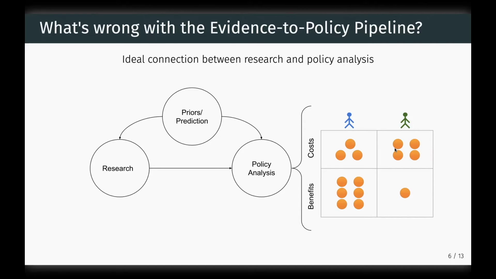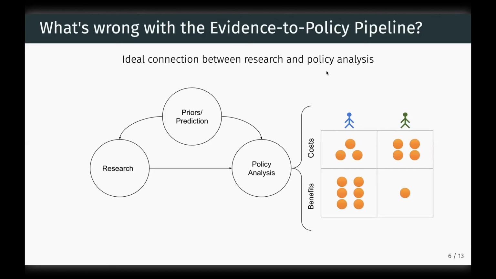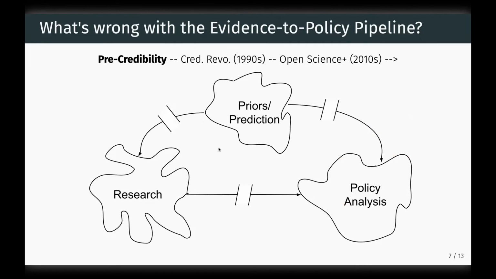And why does that fail? A little bit of history connected with the topics of this conference. I think that if this is the ideal evidence to policy pipeline, before the credibility revolution that David Card taught us yesterday, this was a little bit more the lay of the land. The boundaries of research were not so well defined. What constitutes prior predictions and policy analysis also not so well defined. There were connections between these three, but they were somewhat unclear.